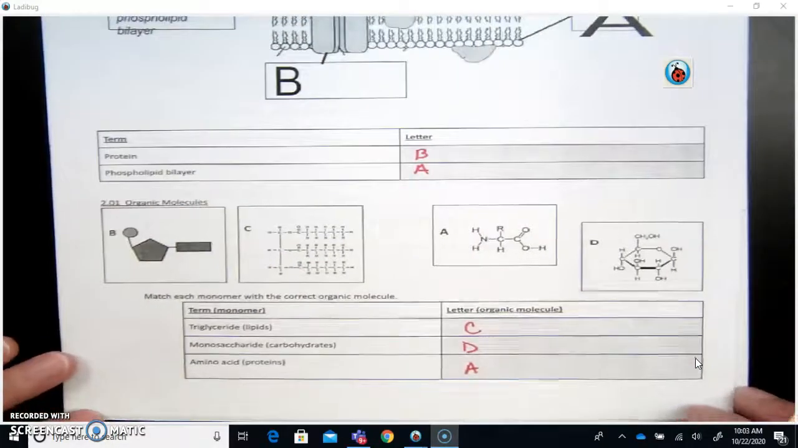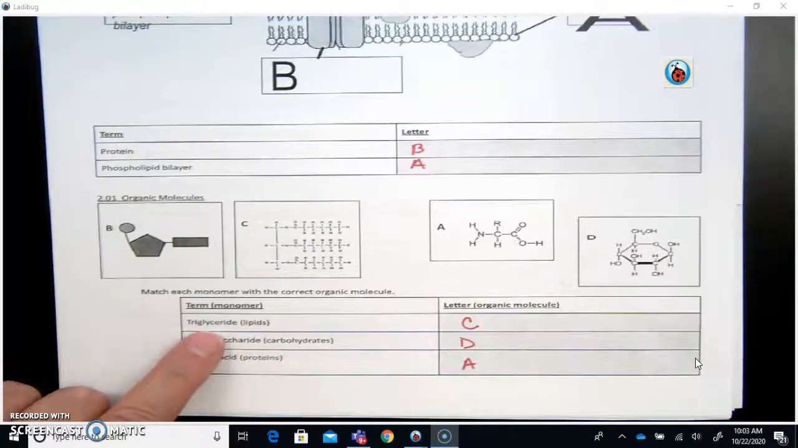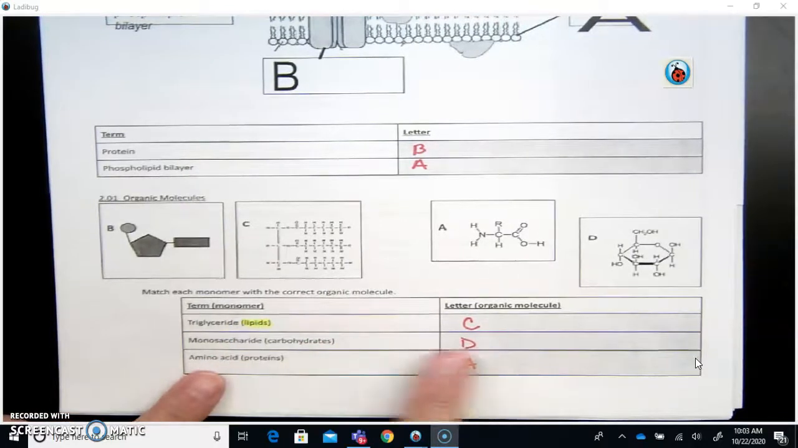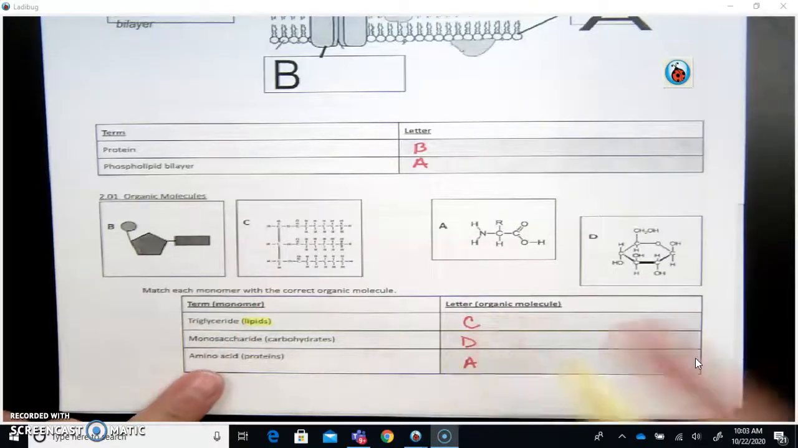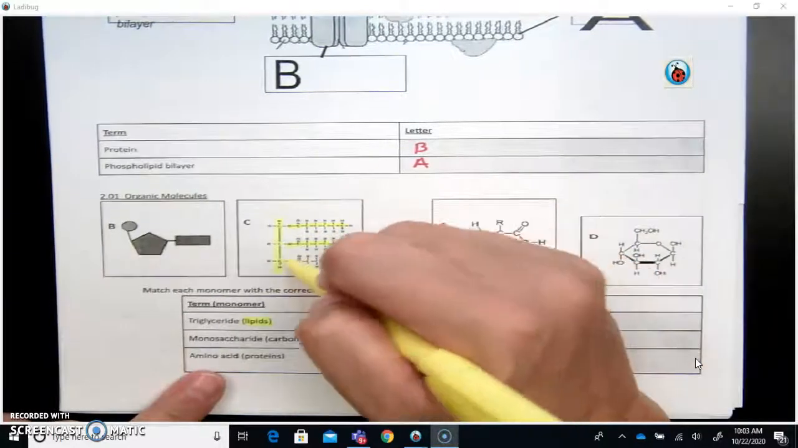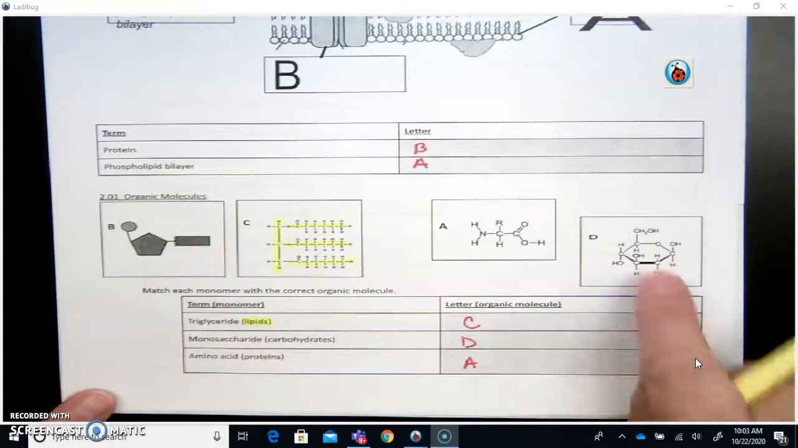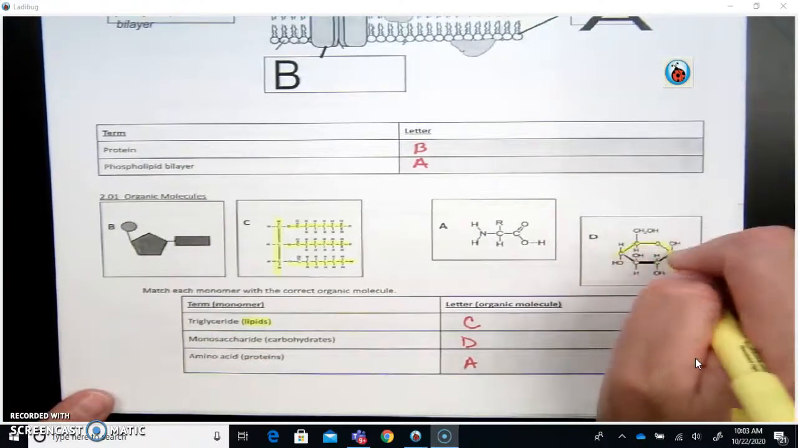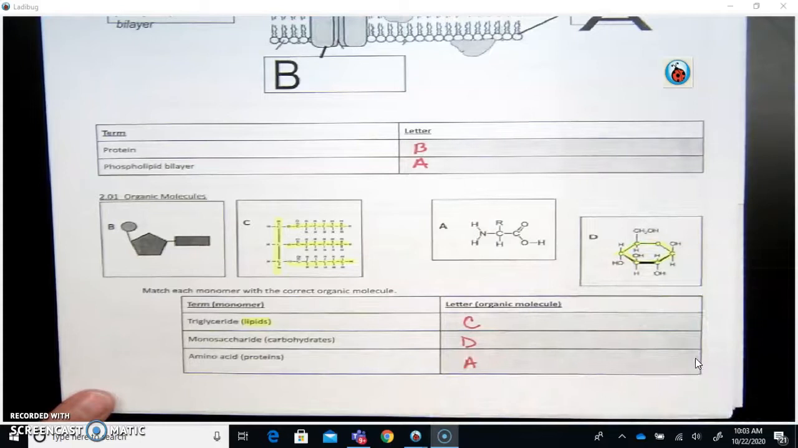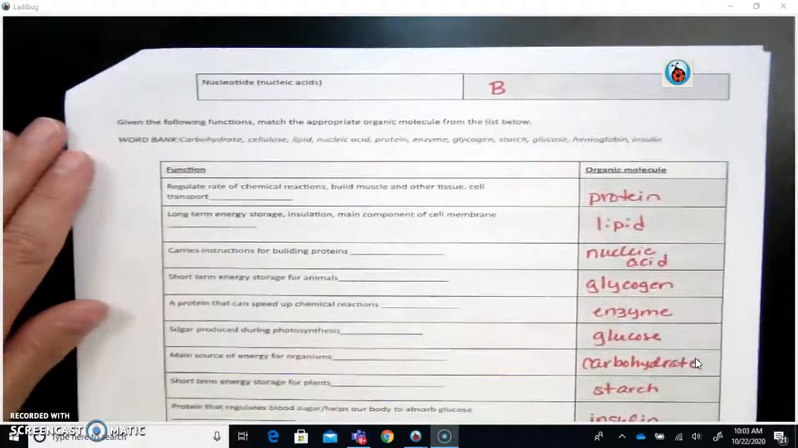Here we've got some organic molecules, some pictures of them. The triglyceride, which is just an example of a fat, okay, so that's a lipid, that is C. Here is your glycerol, and you've got 3 fatty acids, so it kind of looks like the letter E. The monosaccharide, a carbohydrate, there's your ring. You want to highlight that, you can, which is picture D. The amino acid is picture A. And then, of course, the nucleotide is going to be picture B. And, of course, that makes up nucleic acids.